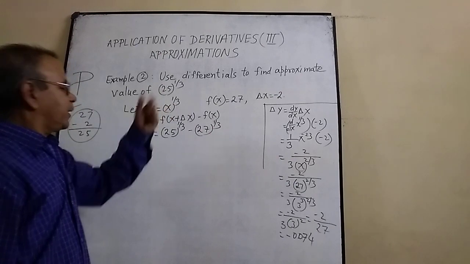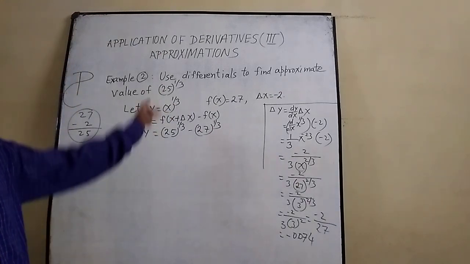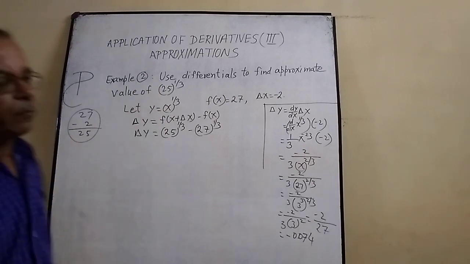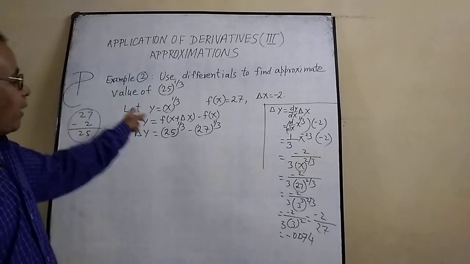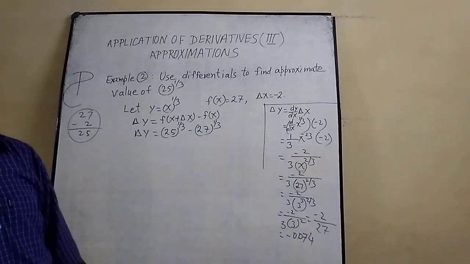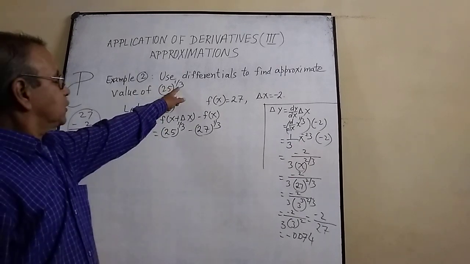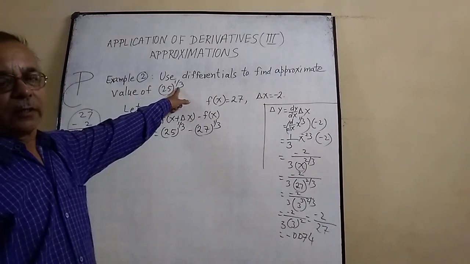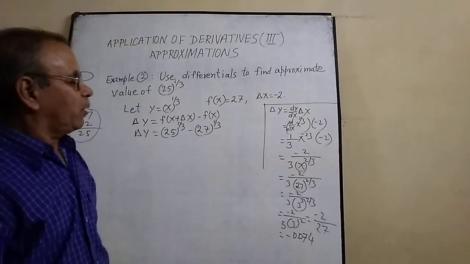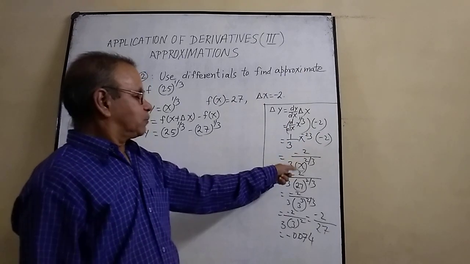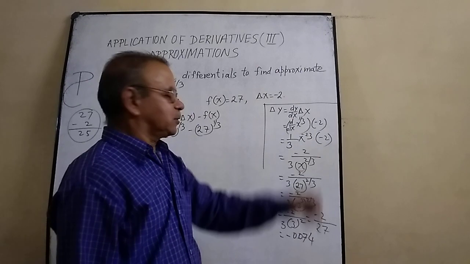Now, I have again taken y is equal to x to the power 1 by 3. I take x to the power 1 by 3 because the question has 25 to the power 1 by 3, whereas in the previous question y was x to the power 1 by 2. Therefore I differentiate: dy by dx is 1 by 3 x to the power minus 2 by 3, multiplied with delta x, which is minus 2.